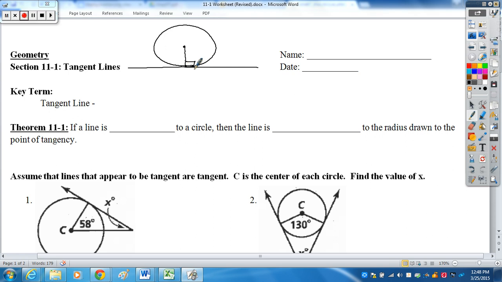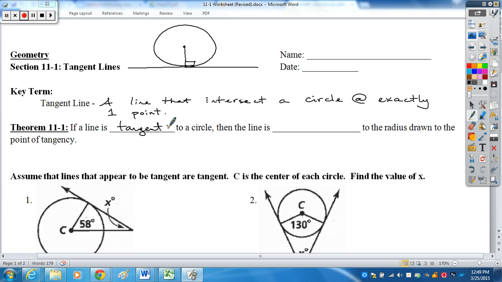What a tangent line is, by definition, is a line that intersects a circle, thinking about a bike, at exactly one point. As a result, Theorem 11.1: if a line is tangent to a circle, then the line is perpendicular, meaning the line will form a right angle to the radius drawn to the point of tangency. If that was a little bit confusing, it is what we just talked about up here.